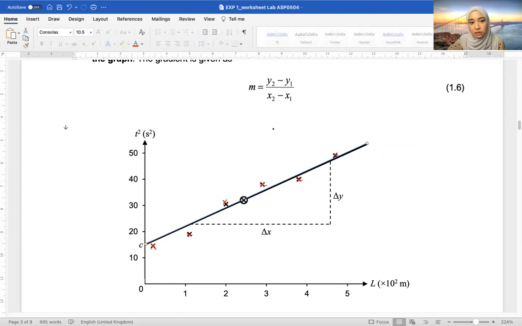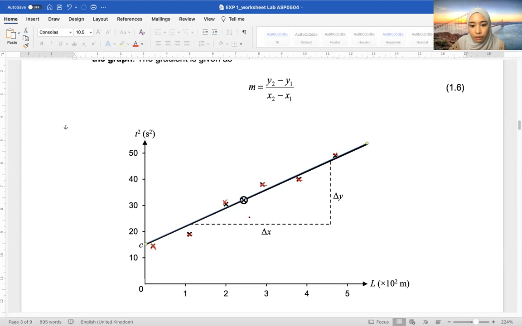Dia tak semestinya overlap dengan data. As I mentioned to you before, when you do experiment, there's a lot of errors involved and your data might not be 100% accurate. So the best fit line tells you the relationship yang kita nak tahu, yang kita nak prove in the experiment. This straight line gives us the relationship. Walaupun dia tak overlap dengan data, it gives us the relationship, and that is what is important sebab kita nak tahu equation dia apa, y equals to blah blah blah.